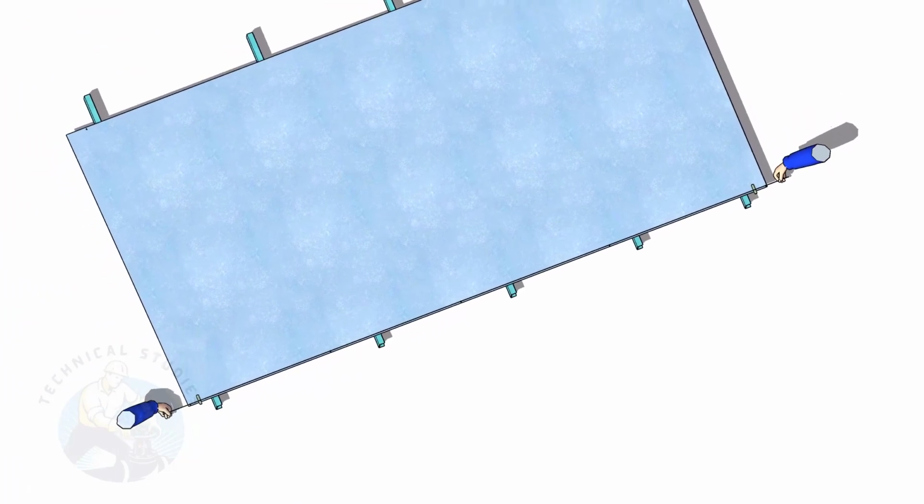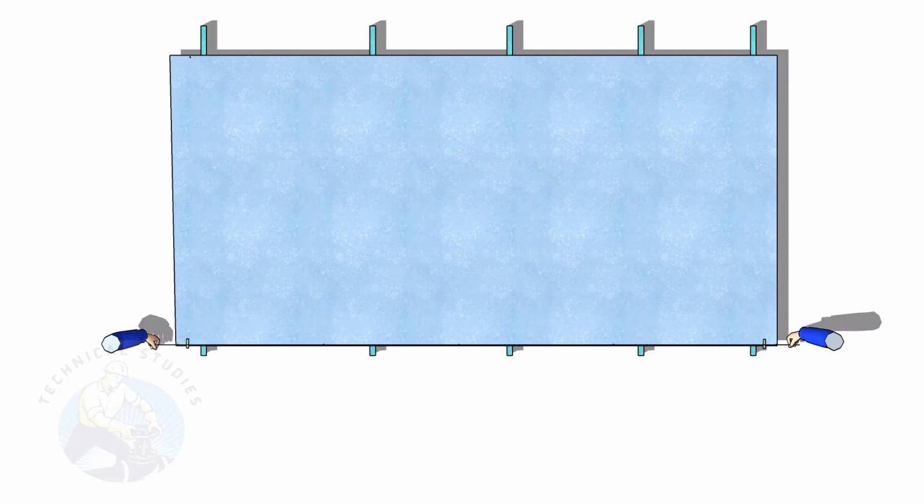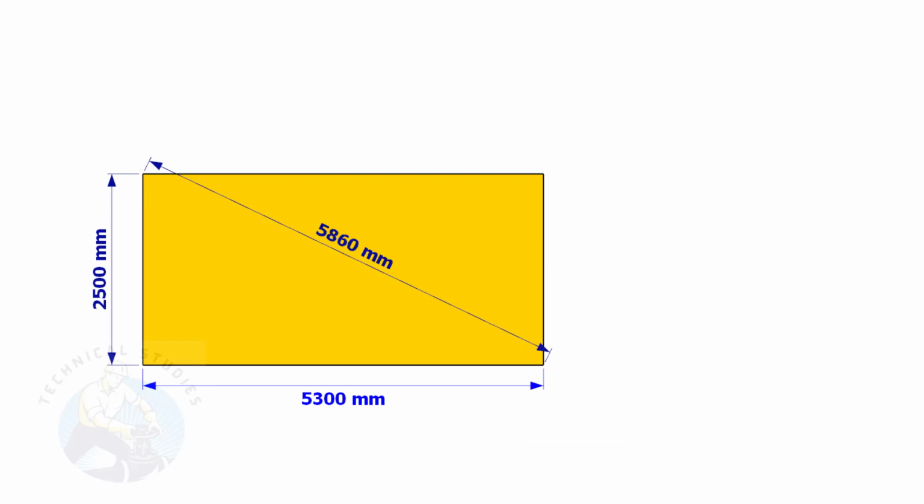Draw lines connecting these marks. A straight line that spans the entire length of the plate has been drawn. Since the size of the plate we are going to mark is 2500 mm by 5300 mm, let us calculate the diagonal of the plate.